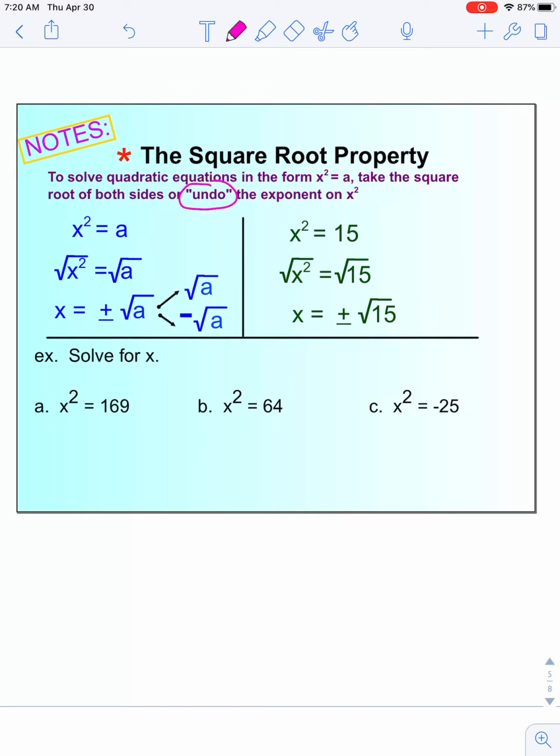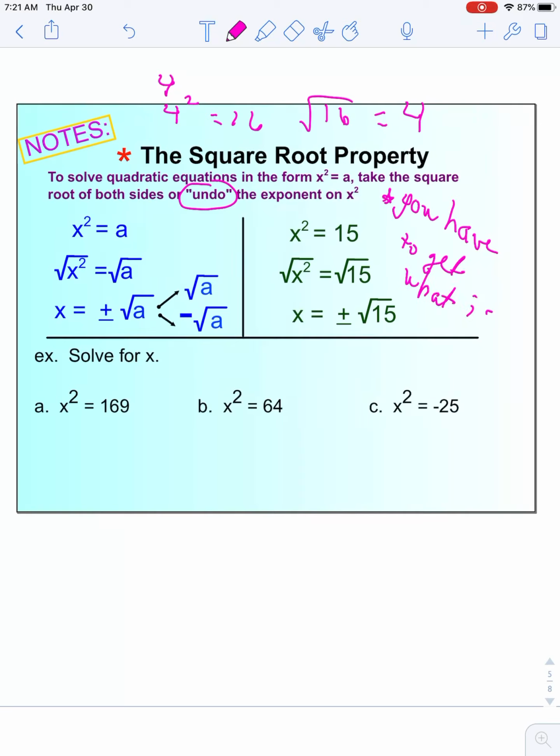They undo each other because if I take a 4 and then I square it, that gives me 16. And then if I take 16 and take the square root of it, it brings me back to 4. So it's just like multiplication and division. They are opposites of each other. So our goal here is to always get what's squared by itself. That's a really key thing to keep in mind, that you have to get what is squared by itself.